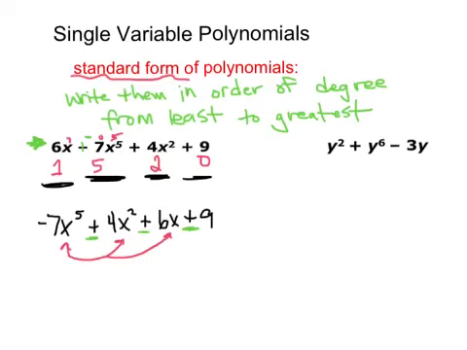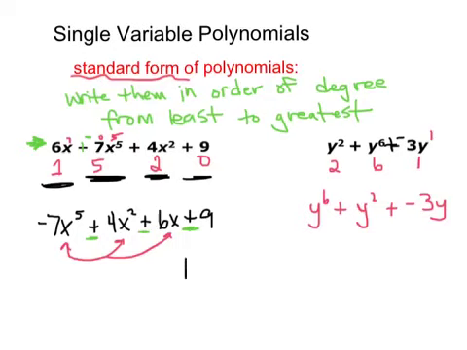So let's go on to our next example here. We have to find out the degree. This is a degree 2, this is a degree 6, and then I forgot to add the opposite here. And so then our degree here is 1, because remember we have that imaginary 1 up there. And so if I order this from least to greatest, I have y to the 6th plus y to the 2nd plus negative 3y.